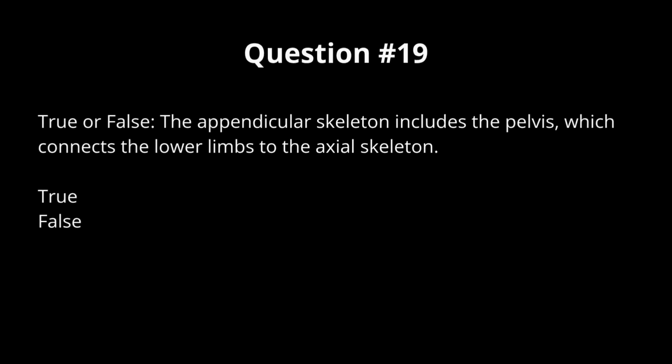Question number 19. True or false? The appendicular skeleton includes the pelvis, which connects the lower limbs to the axial skeleton. The correct answer is true. The pelvic girdle anchors the lower limbs and is a key part of the appendicular skeleton.